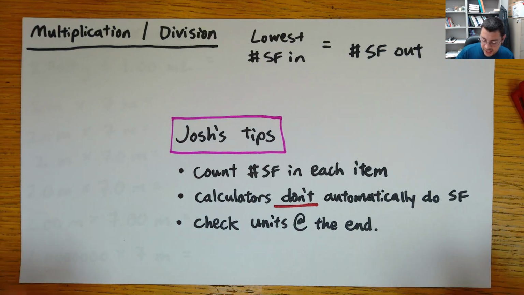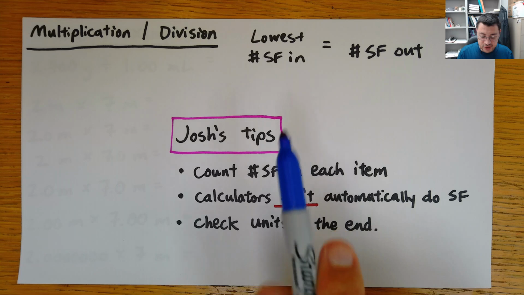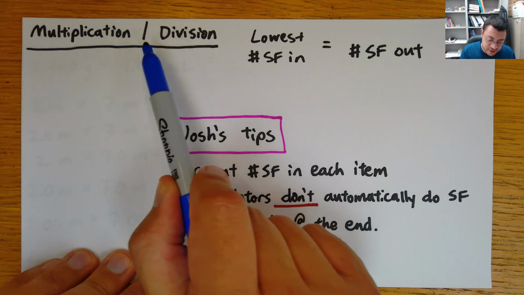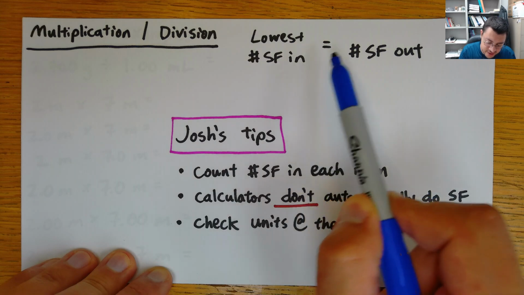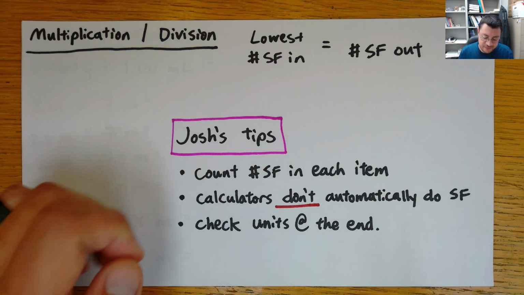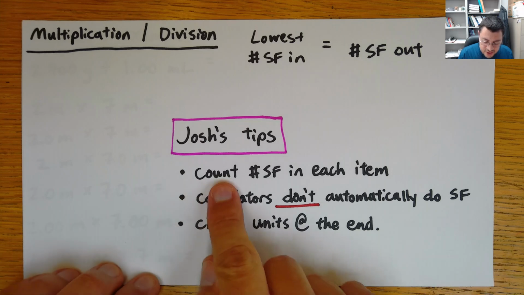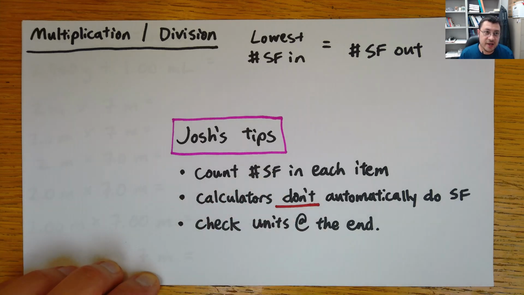All right, multiplication and division, we're not looking for a common shared sig fig. Actually, we're just looking for the lowest number of sig figs in our mathematical operation. Okay, so in other words, multiplication, division, lowest number of sig figs in is equal to your number of sig figs out. All right, so my tips, just make sure you count the number of sig figs in each item in your problem, and check your units at the end.